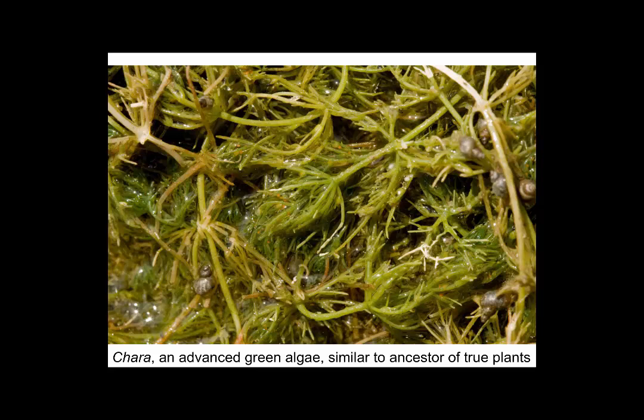And if it weren't for the fact that I kind of know that this is what Chara, the stonewort, looks like, I wouldn't have known it was an algae. I saw this growing in a ditch along Route 315 in Columbus. This is a fairly advanced algae, and it's believed to be the algae that very closely resembles the ancestors of plants.